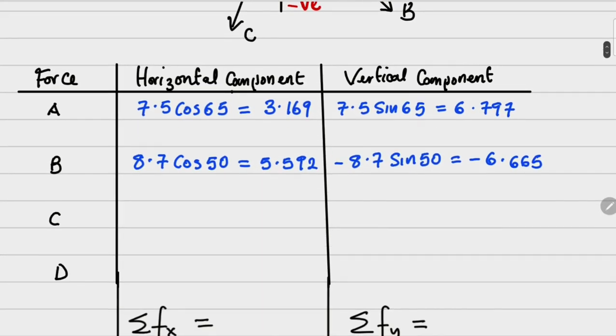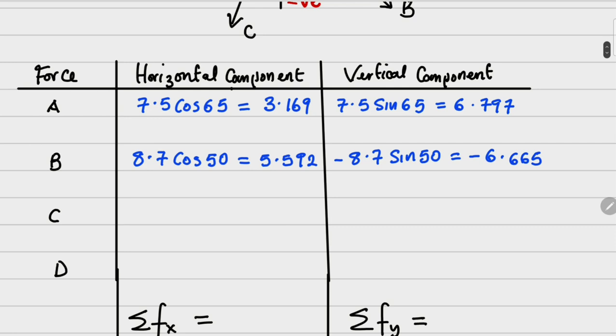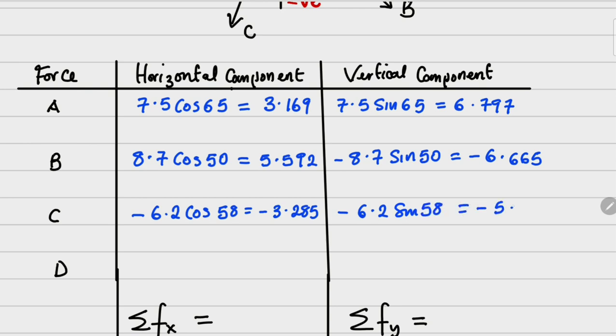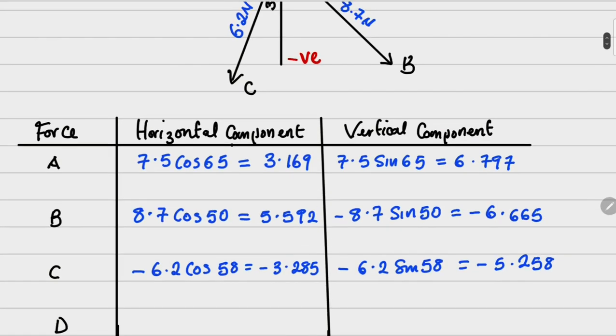Doing that, what you are going to have here will be minus 6.2 cos 58, which is actually minus 3.285. Then this is minus 6.2 sin 58, which will be minus 5.258. Okay, we're moving.